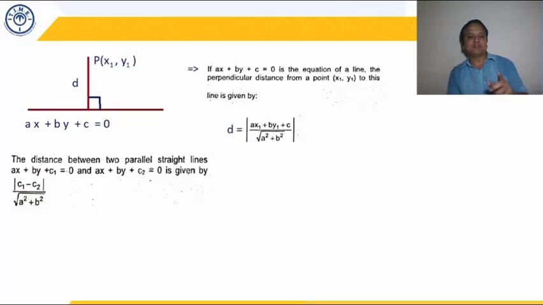So it's ax plus by plus c1 equal to 0, one equation. Then any line parallel to this line is of the form ax plus by plus c2 is equal to 0. And the distance between two parallel lines is calculated as modulus of c1 minus c2 upon root a square plus b square.